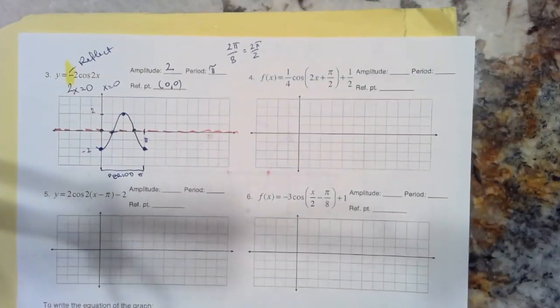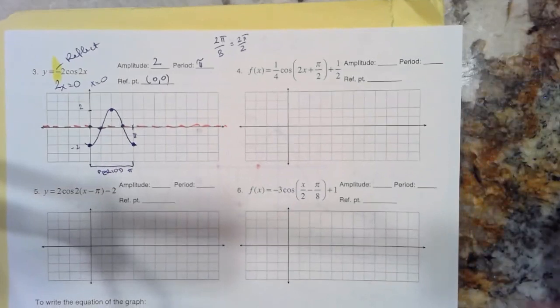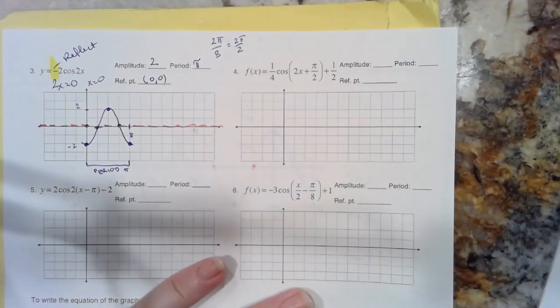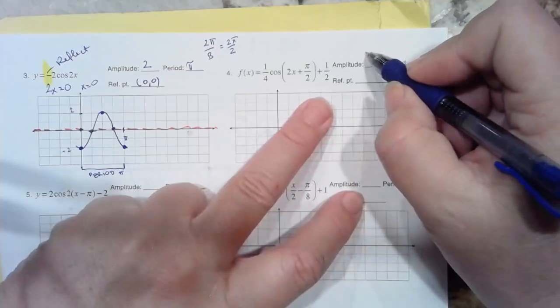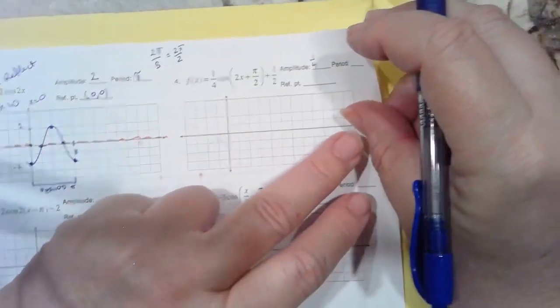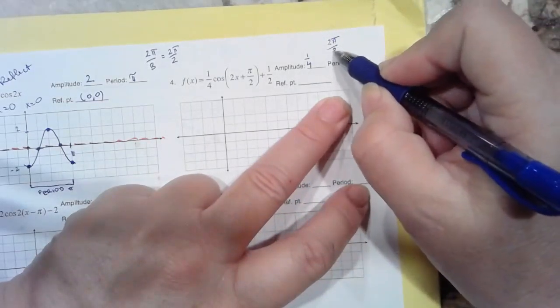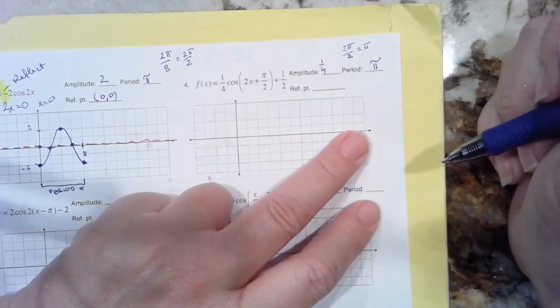Okay, let's look at the next example. This one's a little bit trickier because you have 1/4, so you're going to have to carefully label. So the amplitude is 1/4. And then the period is going to be 2 pi over 2, which is just pi. So my period is just pi.